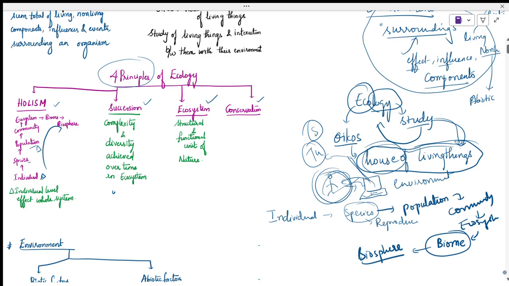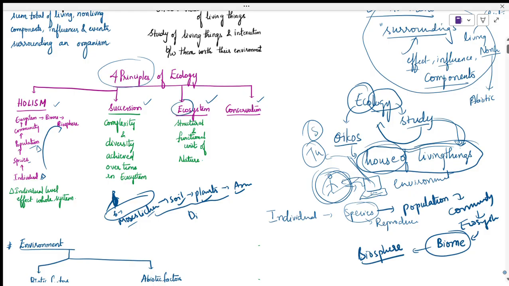Then succession. For example, there is no human being. I mean, there is nothing on the earth. There is a bare rock. On the bare rock, some organisms like mosses, lichens have developed. They'll be developing a soil. Then we'll get plants. Then we'll get animals. So how has this complexity and diversity emerged? We have got soil, plants, animals, fungus, bacteria. So how this complexity and diversity is achieved over time in an ecosystem is called succession.